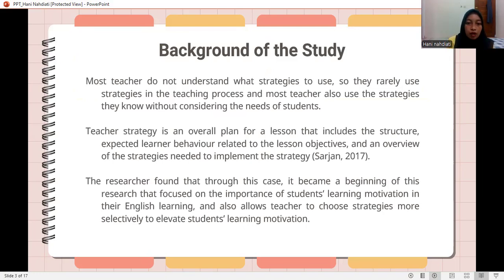The researcher found that through this case, it became a beginning of this research that focused on the importance of student learning motivation in their English learning, and also allows teachers to choose strategies more selectively to elevate students' learning motivation.